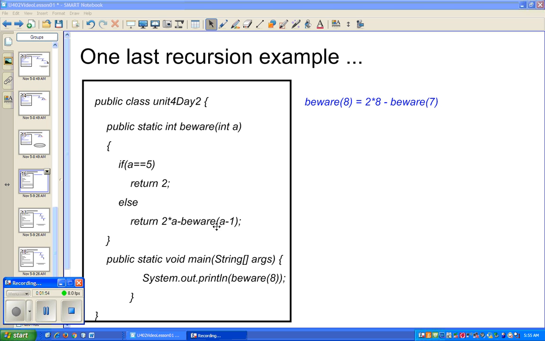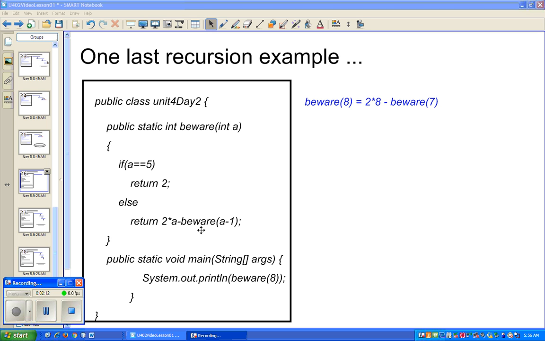Of course, if I put a plus 1 there, this loop goes on forever, because it's beware 8, beware 9, beware 10, beware 11. It will never equal 5, and now I've got an infinite loop. That's one danger with recursion: you need to make sure that your loop is going to end at some point, or this thing is going to get nasty.